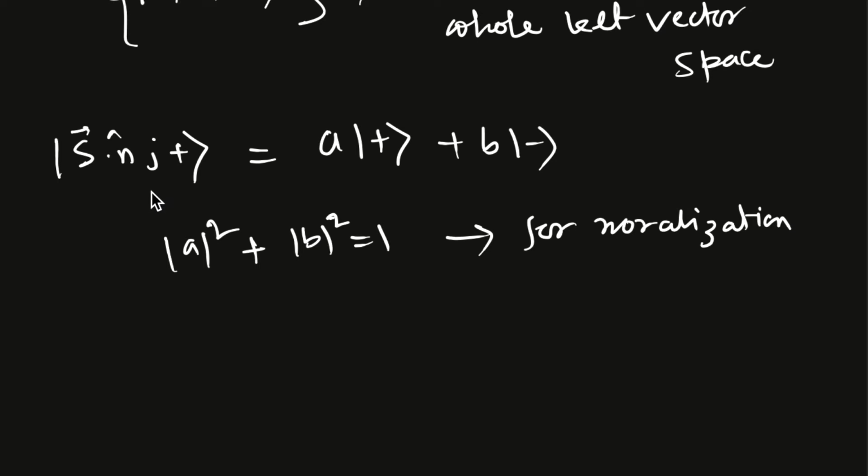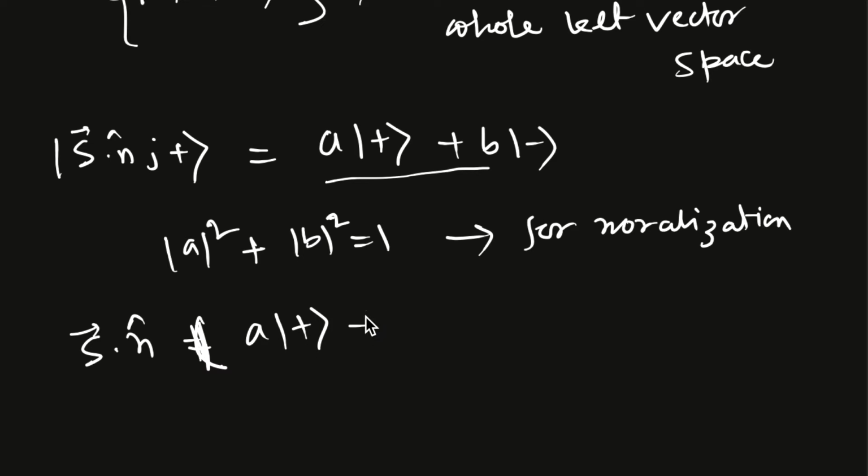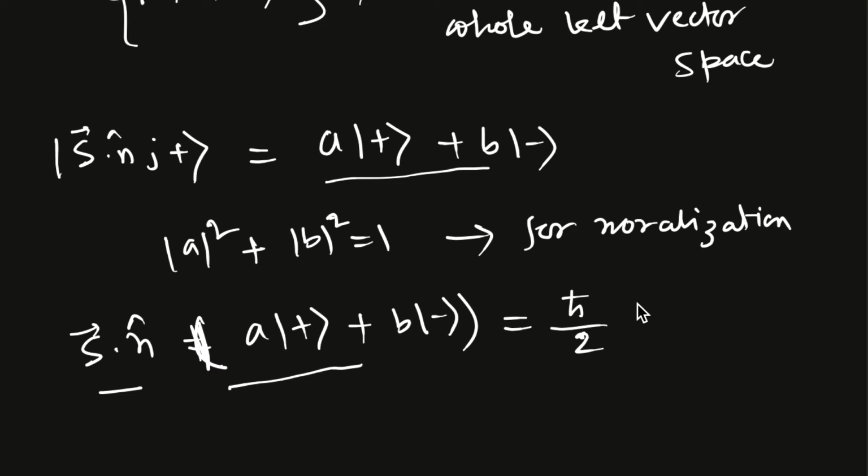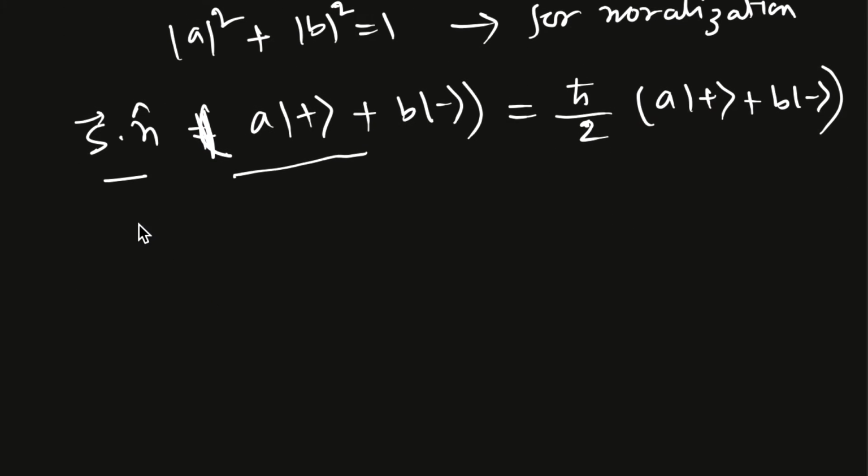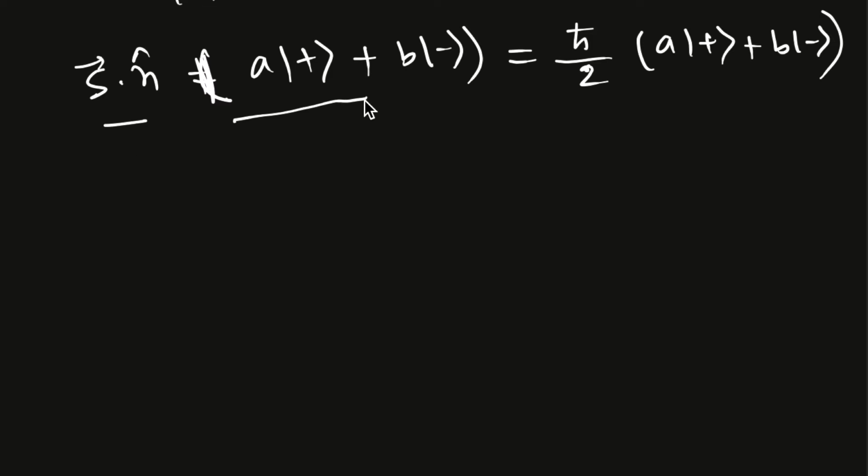Now let us operate on this state, S dot n cap, operate on this state a plus b minus. Since it is the eigenket of this operator, it will give h cut by 2 times a plus b minus. Now explicitly check what is this value.